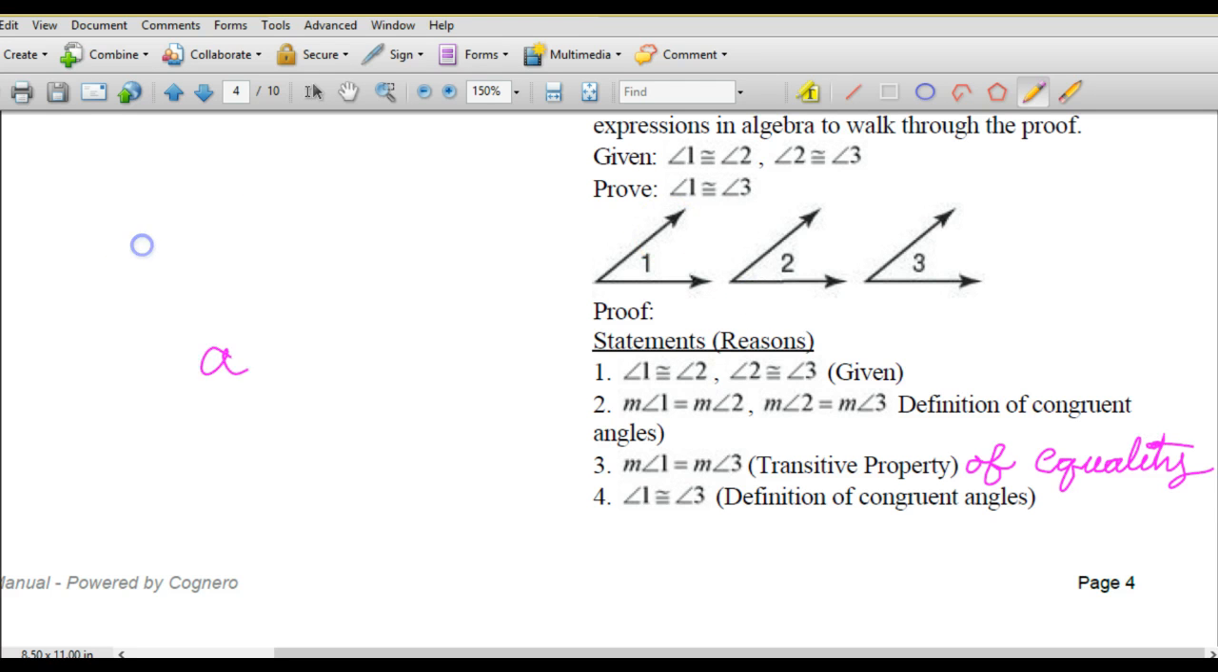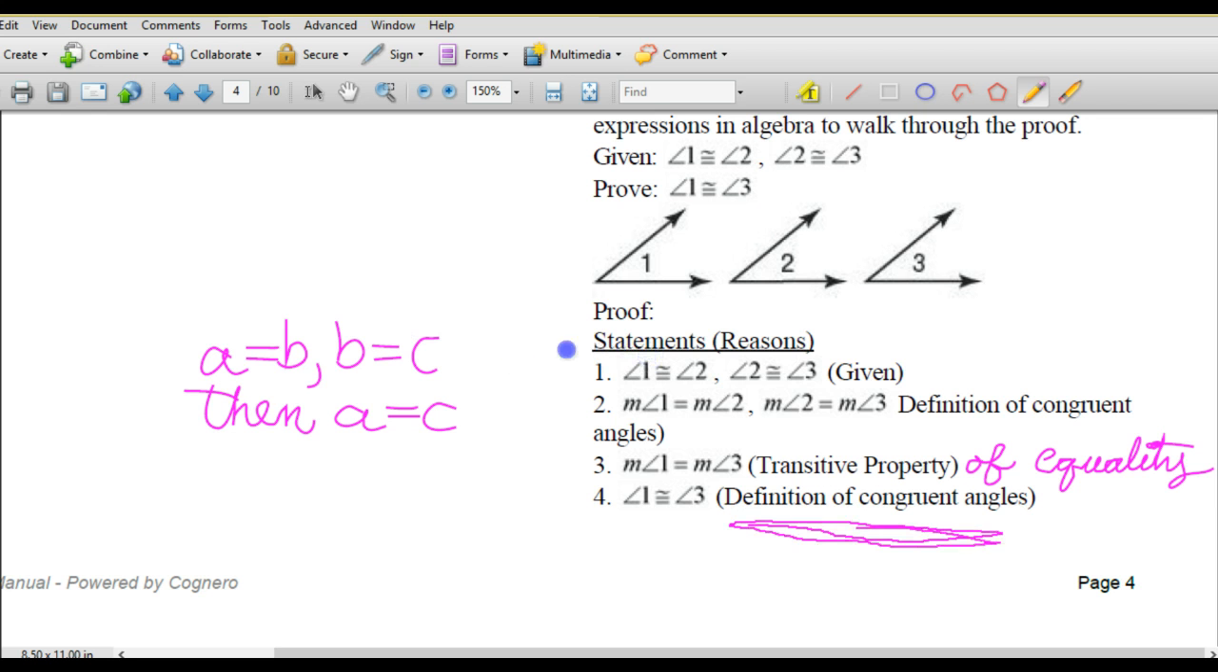Which states that if A is equal to B and B is equal to C, then A is equal to C, which is what we have right here. So 1 is equal to 2, 2 is equal to 3, therefore 1 is equal to 3. And then from here, it's just another application of definition of congruent angles. So since we've just proved that the measures of 1 and 3 are equal, then we can say that angles 1 and 3 are congruent.